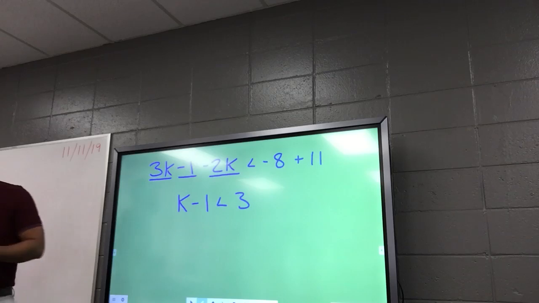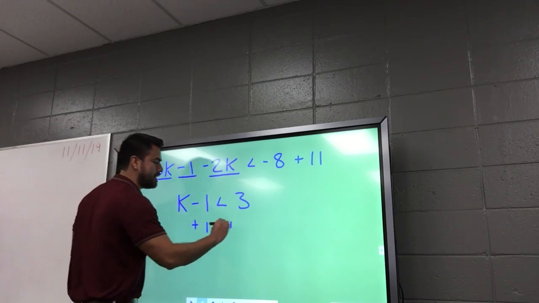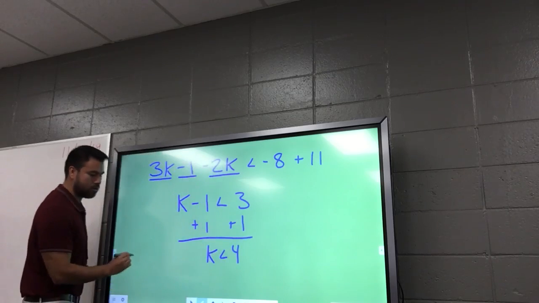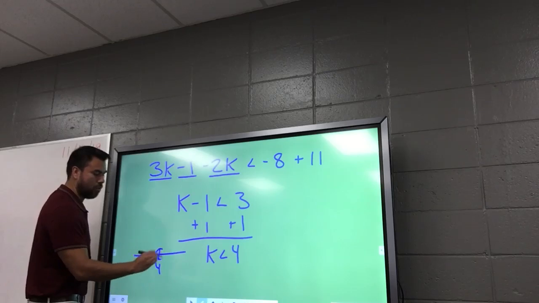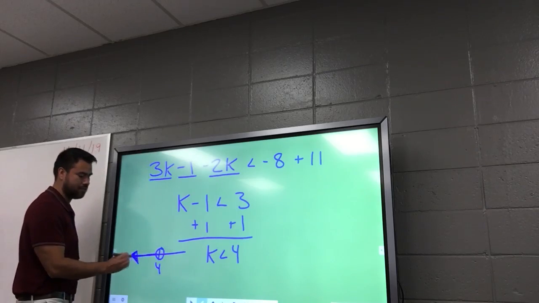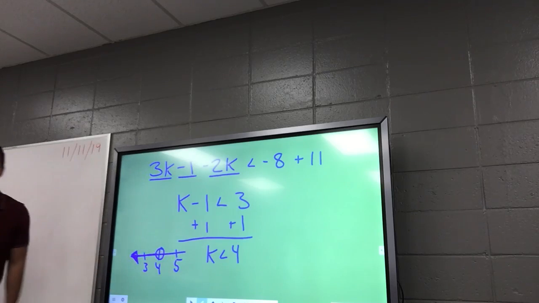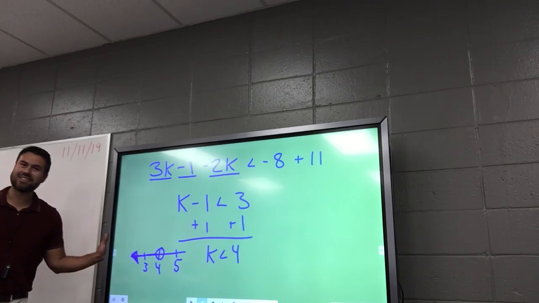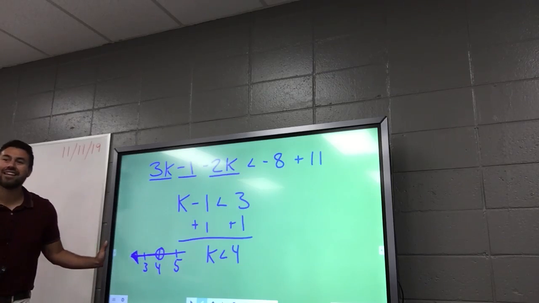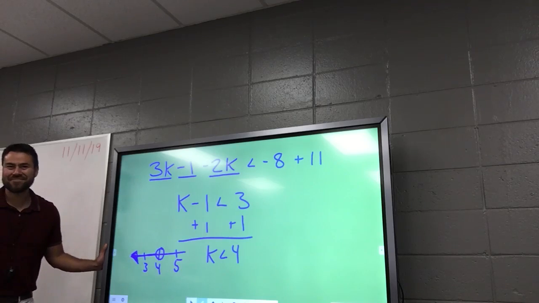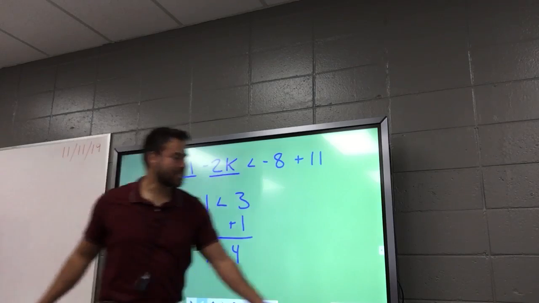How many of you added 1 to both sides and ended up with k is less than 4, which gave you an open circle with a line going to the left? It's a closed arrow. Sam, what did you do? Okay.